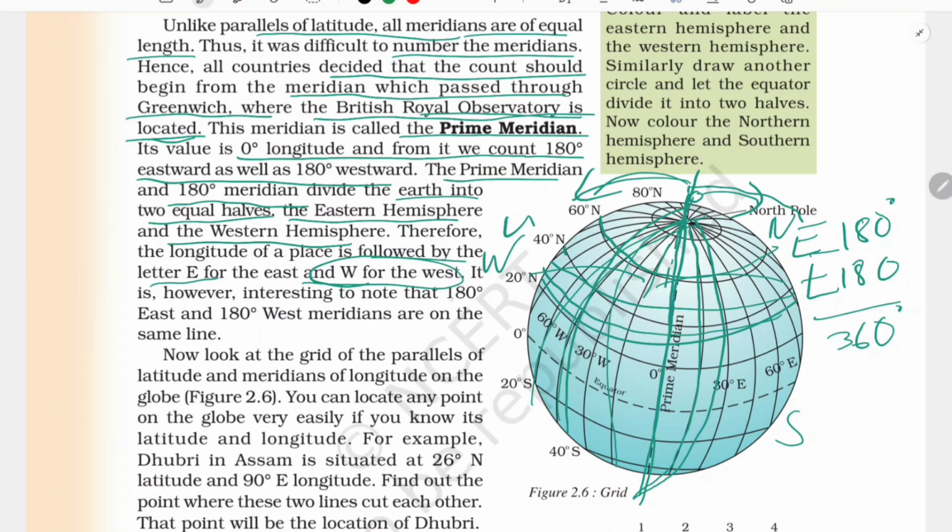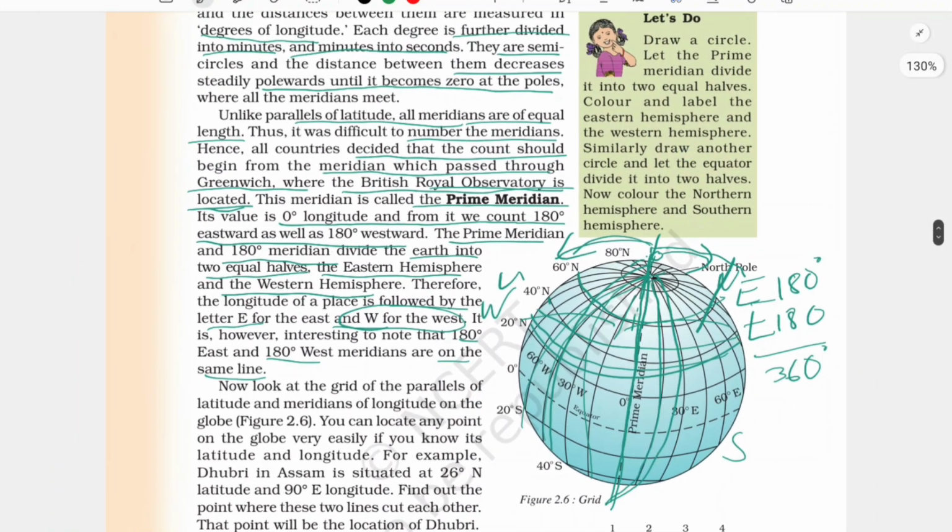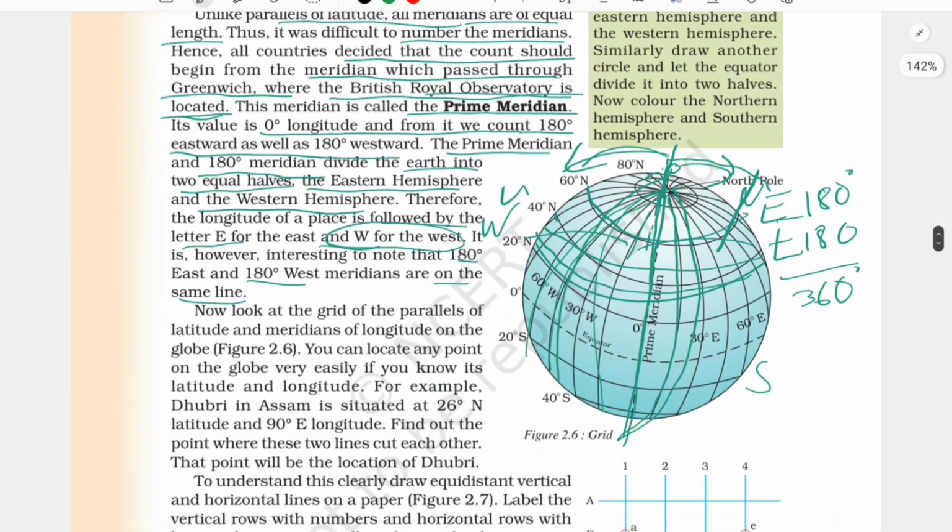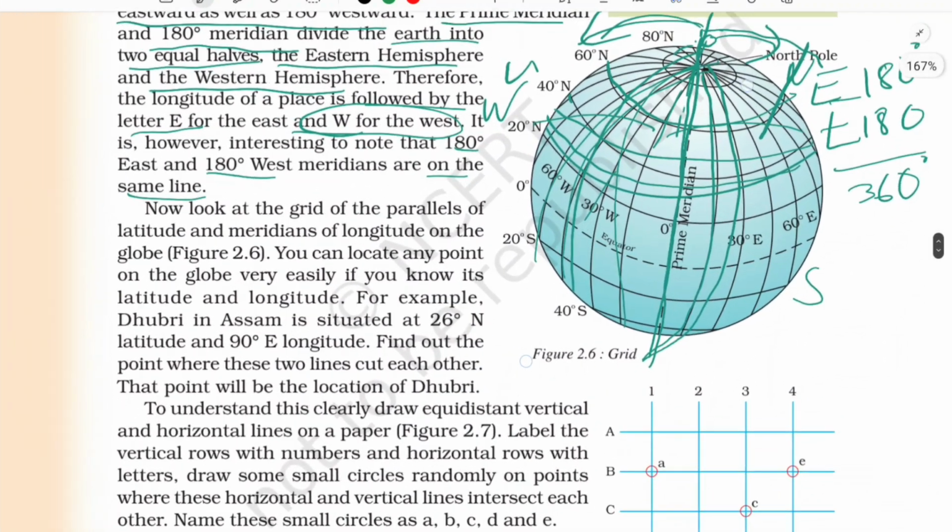It is however interesting to note one fact here: the 180 degree east and 180 degree west meridians are on the same line. Both of them are in the same line because it is decreasing when it comes to the pole, so both of them are in the same line. All right. I hope until here it is clear.